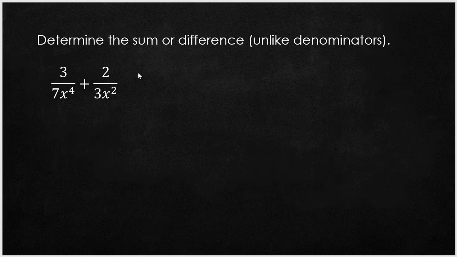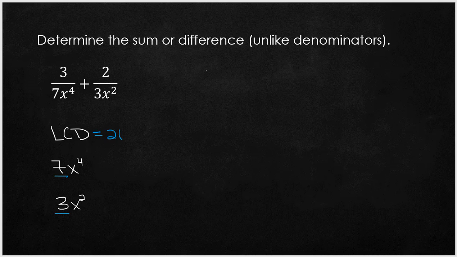All right, here we are: 3 over 7x to the fourth plus 2 over 3x squared. I've got to find the least common denominator between 7x to the fourth and 3x squared. If I consider just the numbers first, the least common denominator between just the numbers would be 21.